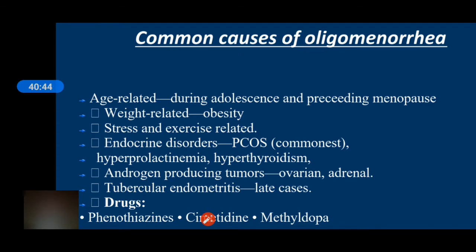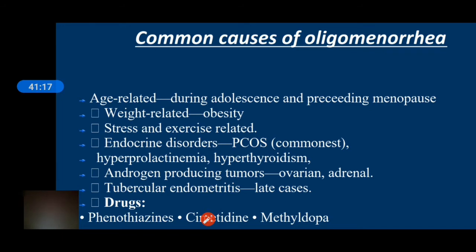PCOS is polycystic ovarian syndrome. In this condition, the common symptom of the patient is oligomenorrhea along with hirsutism, hair fall, weight gain, etc. Hyperprolactinemia: here the prolactin secretion is excessive. Hyperthyroidism: here the thyroid hormones are produced in excessive amounts. Another cause is androgen producing tumors like ovarian tumors and adrenal tumors, which produce excess androgens and can also lead to oligomenorrhea. Tubercular endometritis in late cases.